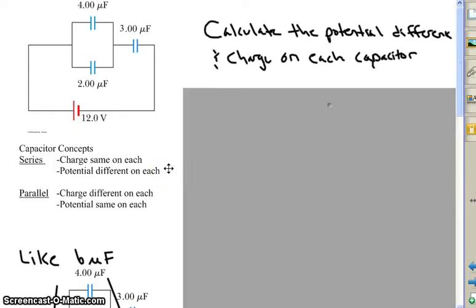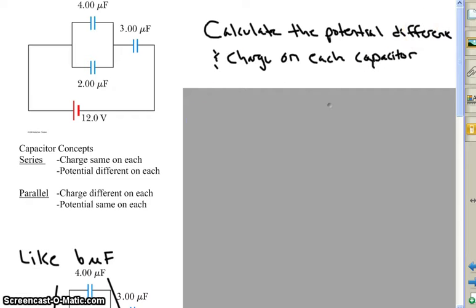Alright, this is a combination capacitor circuit. We can see we've got a 4 microfarad and a 2 microfarad capacitor in parallel with each other, which is in turn in series with this 3 microfarad capacitor. What we need to do is calculate the potential difference, or voltage, across each capacitor and also the charge on each capacitor.